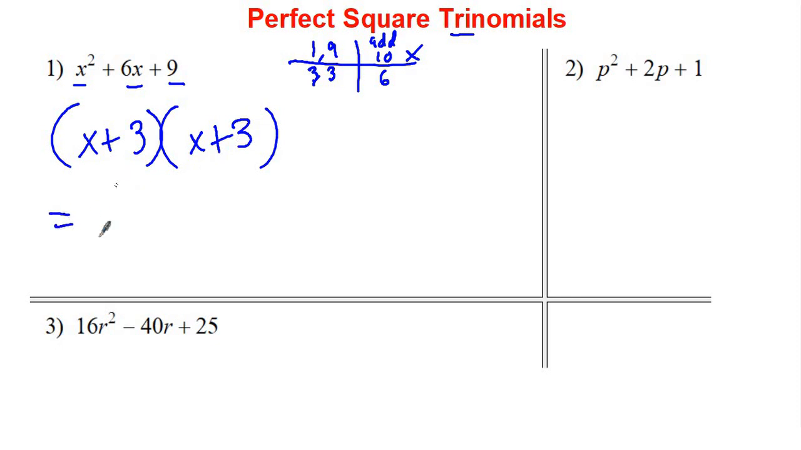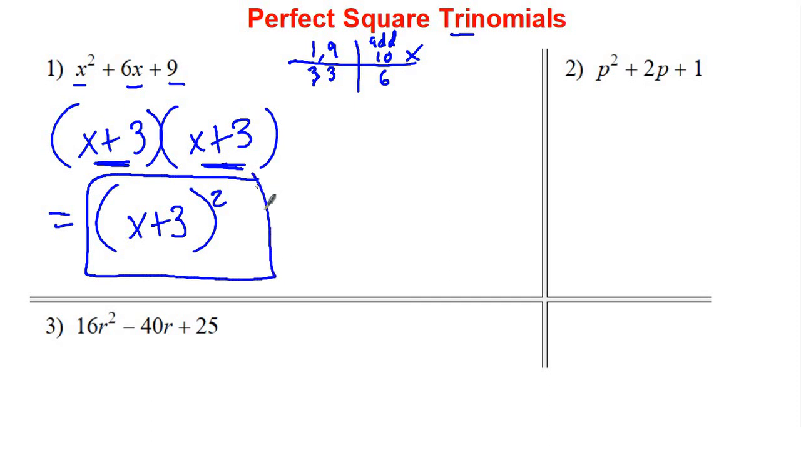But a little bit more compact way to write this, what's a faster way of saying x plus 3 times x plus 3? You could say that as x plus 3, the whole thing squared, or to the second power.